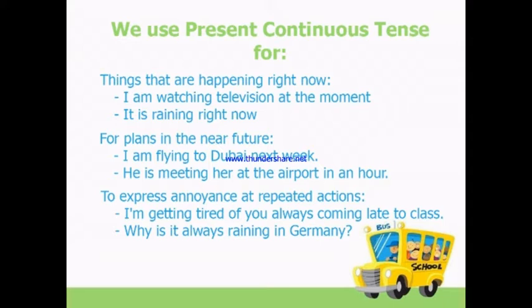You can also use present continuous tense to express annoyance at a repeated action, something that is constantly happening, or always, or forever. I'm getting tired of you always coming late to class. The accent is on the word always, which means that something is happening all the time. He's always late to class. Or something else like, why is it always raining in Germany? The accent is again on the word always. It is always raining in Germany.